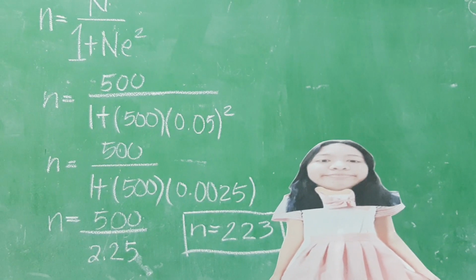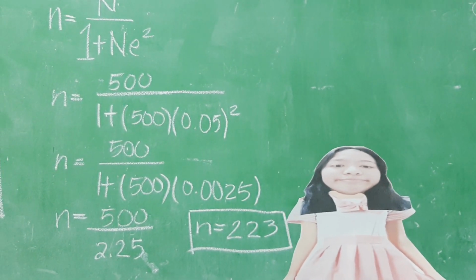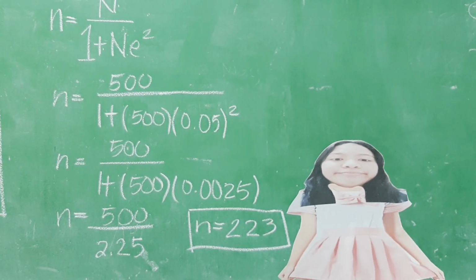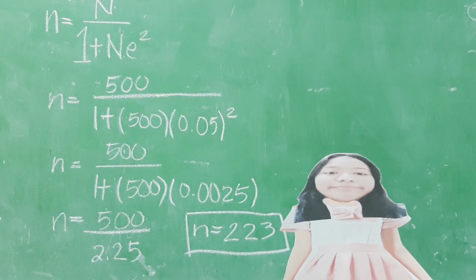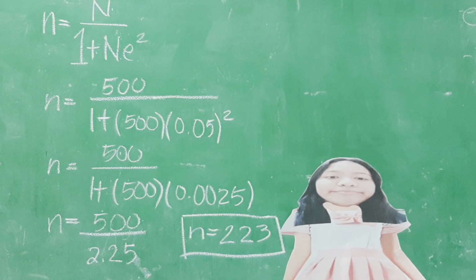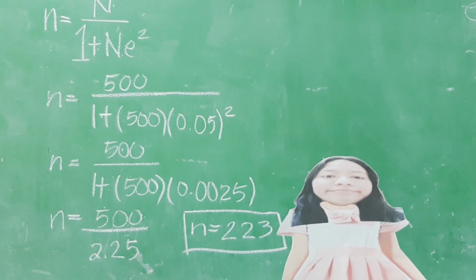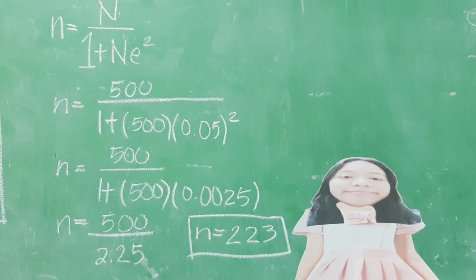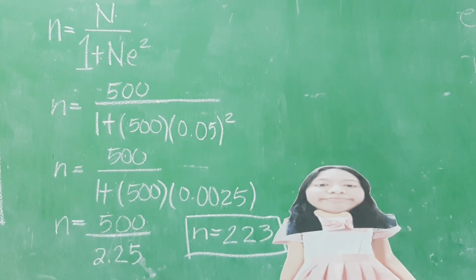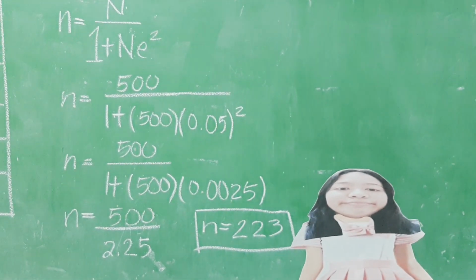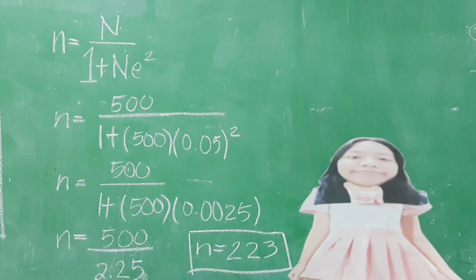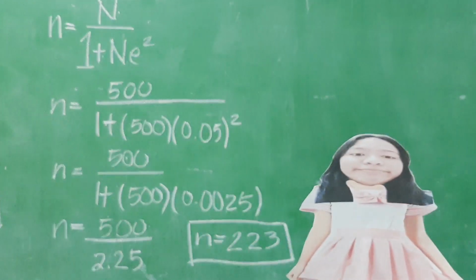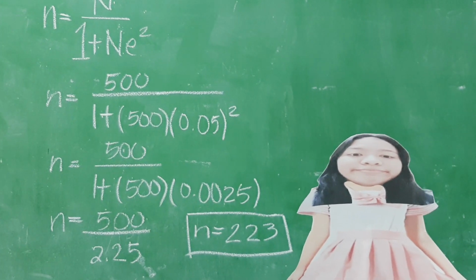So, the overall population is 500 over 1 plus 500 multiplied by 0.05 squared. First, let's determine 0.05 squared. So, it will become 0.05 multiplied by 0.05 is equal to 0.0025. Then, it will be 500 multiplied by 0.0025. And the answer is 1.25.